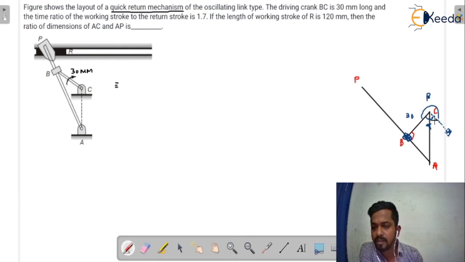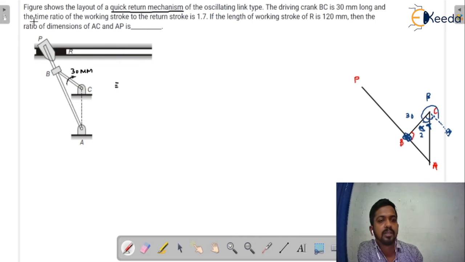Now if this complete angle is alpha, then this would be alpha by 2. We have seen in the lecture how it becomes alpha by 2. So you must remember this triangle. In this triangle, the angle alpha by 2 is half of the complete angle. Here I can see this is alpha by 2.